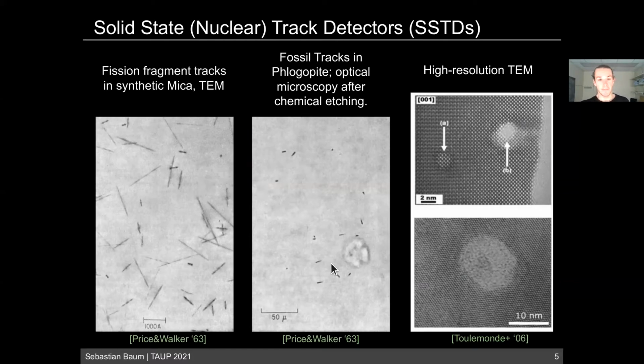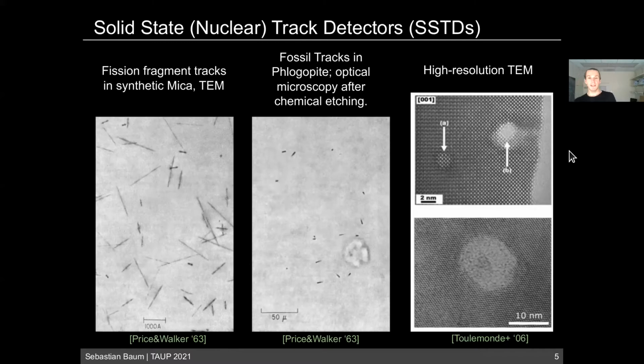You can see this, especially these two pictures here on the left, which were taken something like 50 years ago. This is with optical microscopy. This is with transmission electron microscopy. You see these damaged tracks over here.